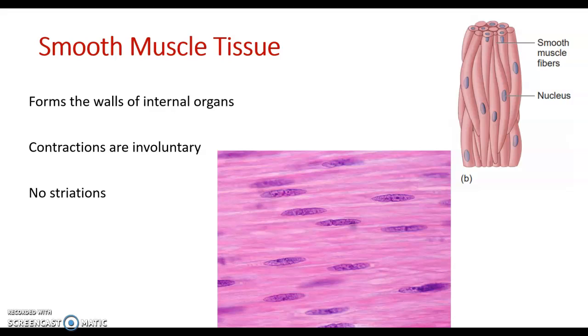The cells contain only one nucleus, and we're not going to see any striations here. The shape of the cells are kind of tapered end to end, a much softer look than our other 2 types of muscle tissue. And again, these are mostly involuntary and used for moving products through the body.